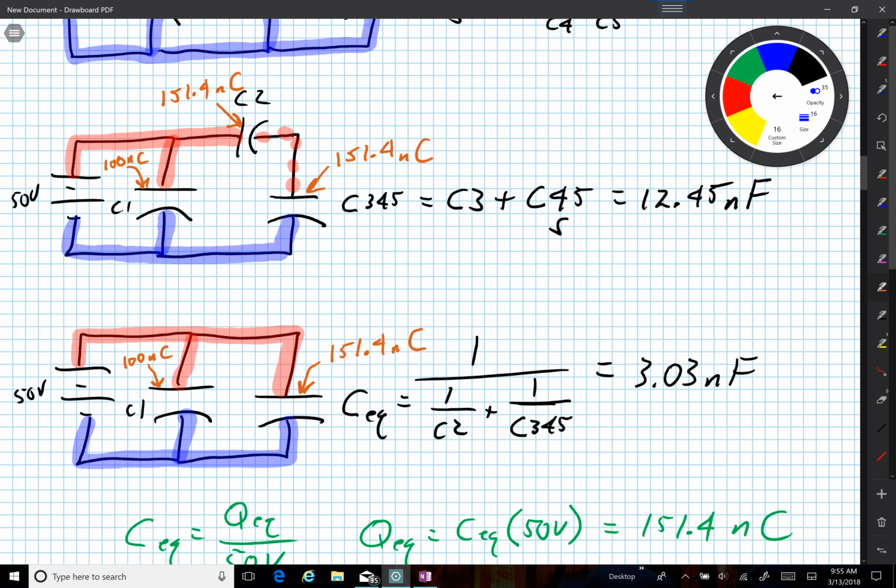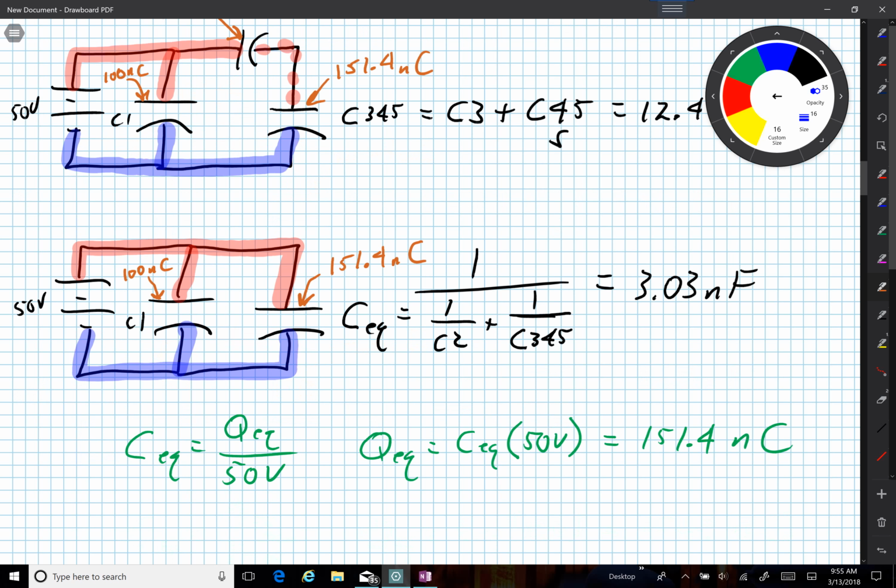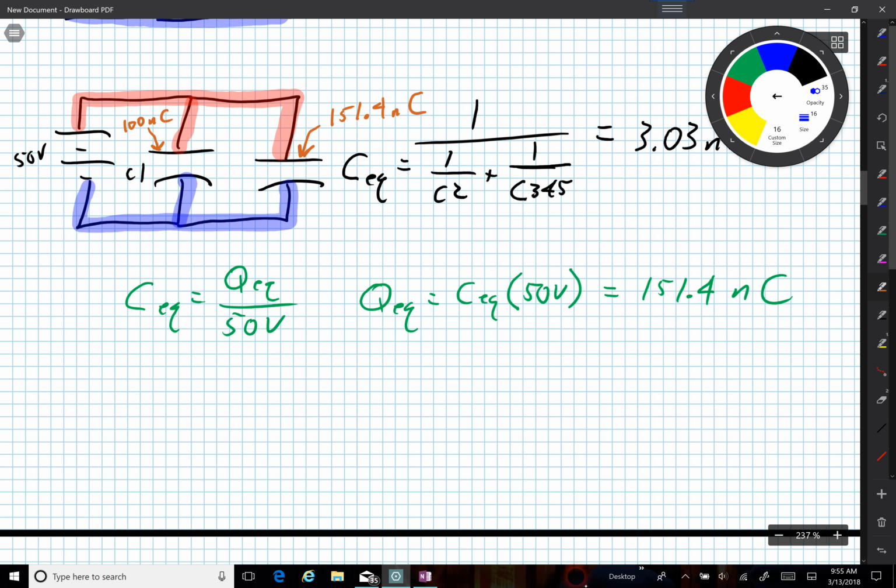Well, now we can calculate some other voltages. Let's apply our standard equation to C2. C2 is 151.4 nanocoulombs over V2. I don't know V2, but I know C2. So V2 is 151.4 nanocoulombs divided by C2. And I do that math in C2.